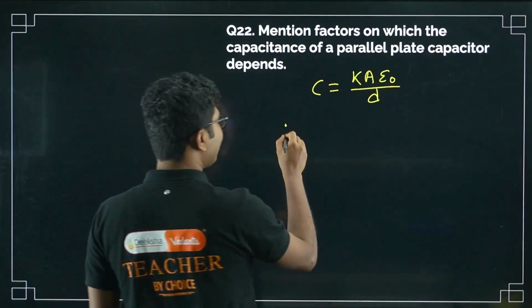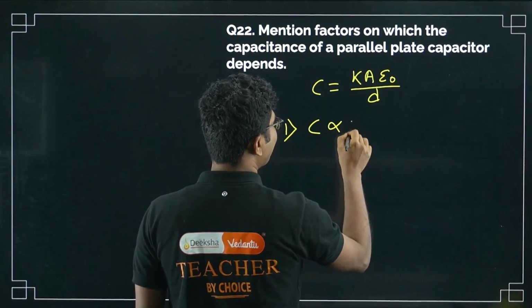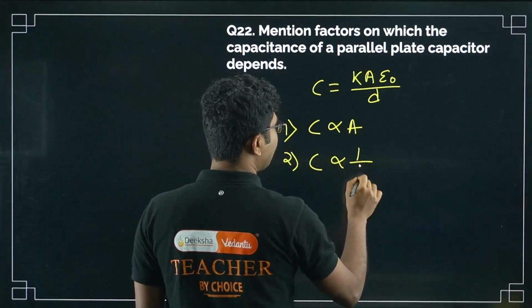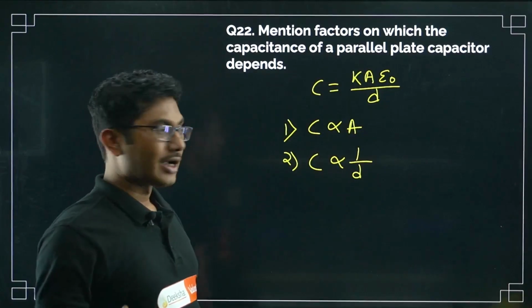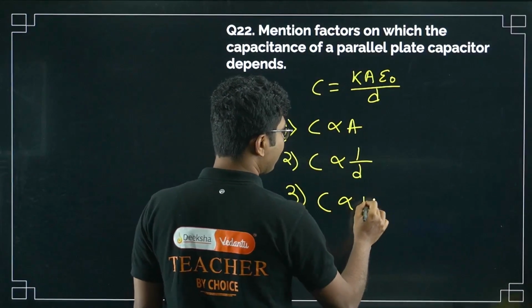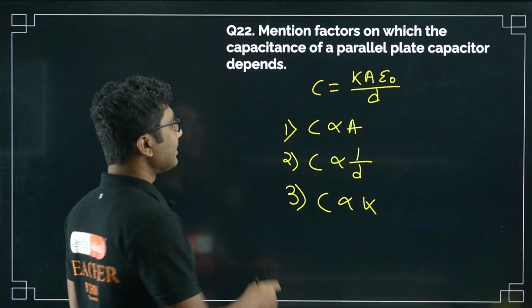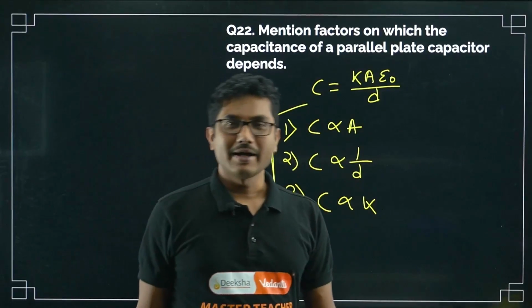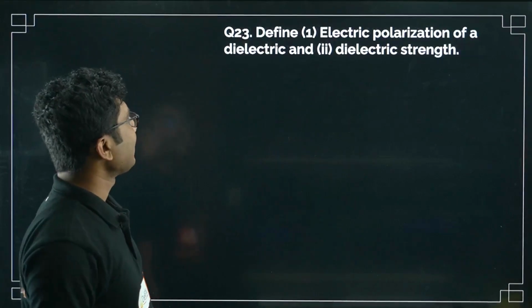So you have to mention any two they have mentioned. Capacitance is directly proportional to the area, and capacitance is inversely proportional to the distance between the plates. So these are the two conditions. There is another condition: it is directly proportional to the dielectric constant of the medium between the plates. So these are the three conditions. These are the only three conditions that you need to know, and if you write any two, you will get full marks. Right, now next question.